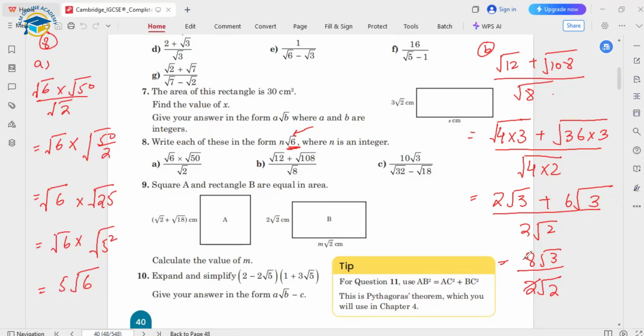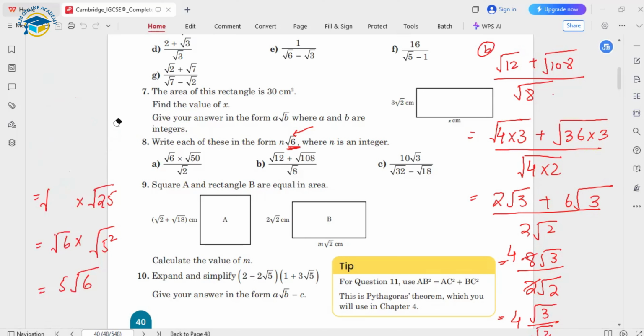Okay, so here we can go with simplification. 2 times 4 is basically 8. So the number that I got is 4 square root 3 over square root 2. But this is not in the form that they are asking for, n square root 6. So for that, we will rationalize this, as we have a square root in the denominator. So for this, we need to go with rationalization.